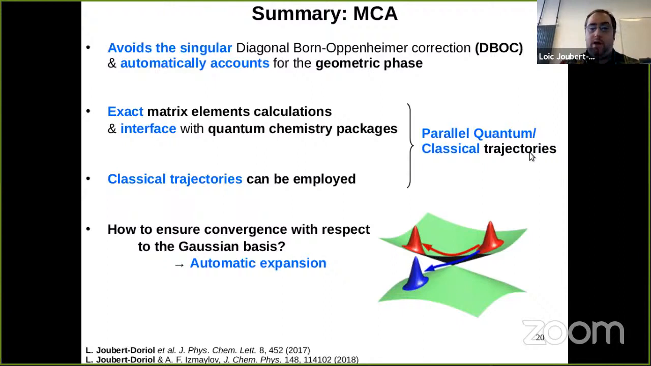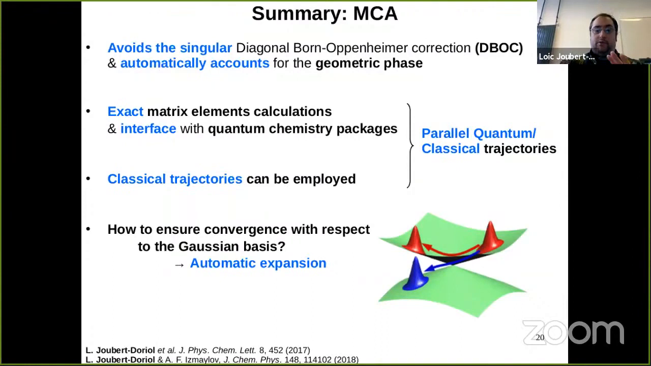And last point, maybe an important one, is that to ensure that the basis is converged, for example, in terms of number of Gaussians, we can use an automatic expansion of this basis. There are many ways to do that, but I've been working on one way that automatically expands the basis using a variational criterion. So it completely fits within the variational approach.